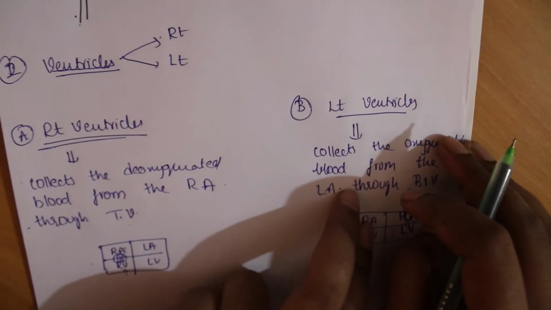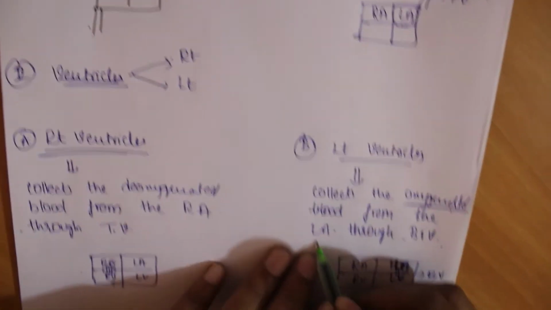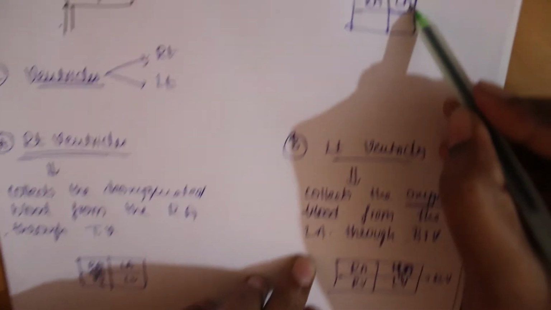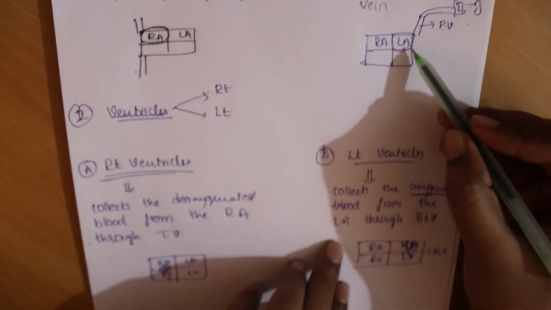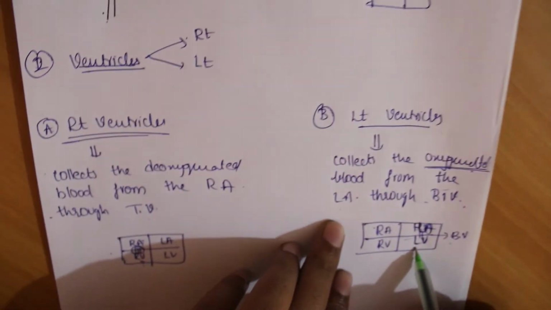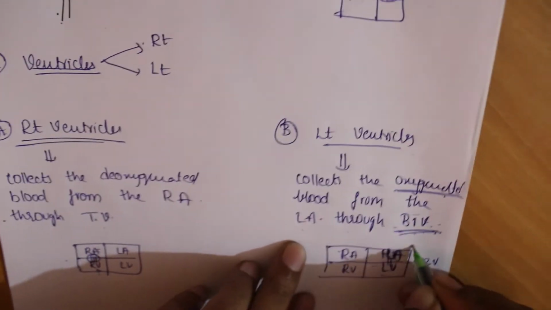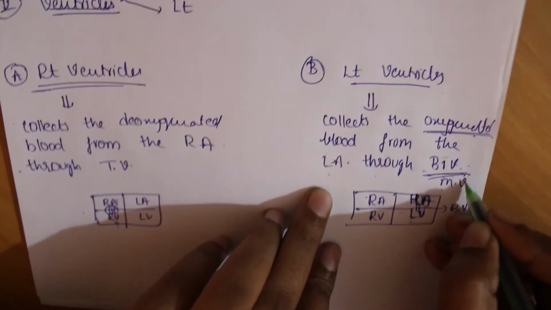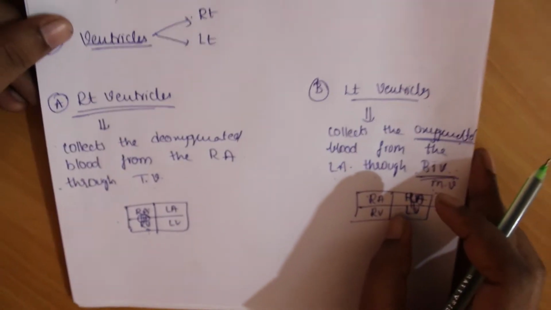This is the main function of the right ventricle. Now move on to the left ventricle. It collects the oxygenated blood from the left auricle. When the chamber of the left auricle is full, the blood moves into the left ventricle through the bicuspid valve. BV means bicuspid valve or mitral valve. MV means mitral valve. These are the chambers of the heart.